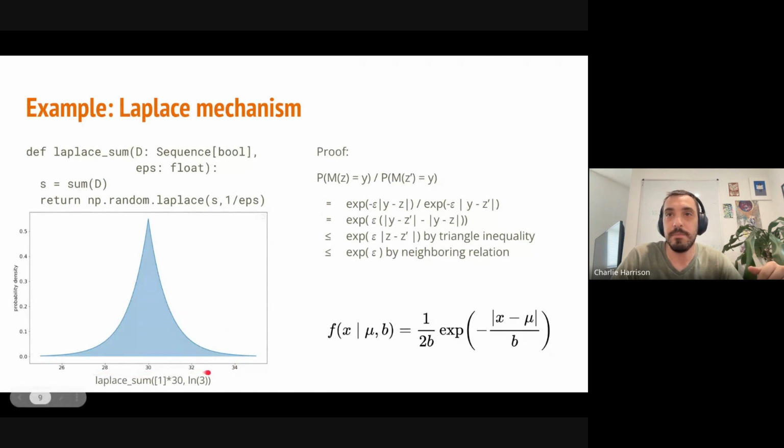So this gives you this probability distribution that's centered around the true value. Here the true value is 30, and our epsilon is again log 3. And you can see that most of the time you're going to get around 30. Here's the proof. I'm not going to go over it.